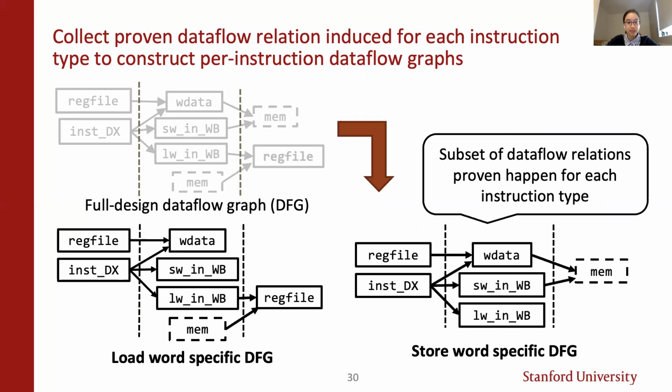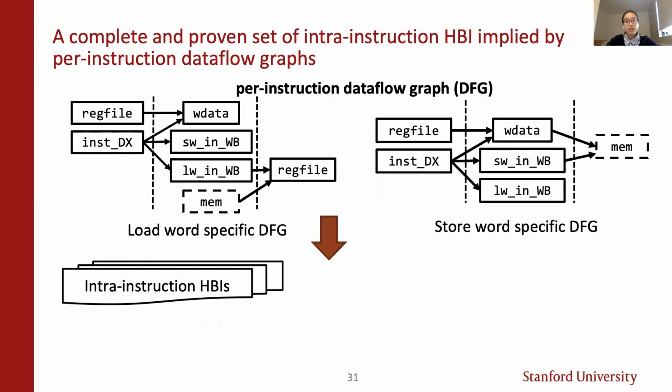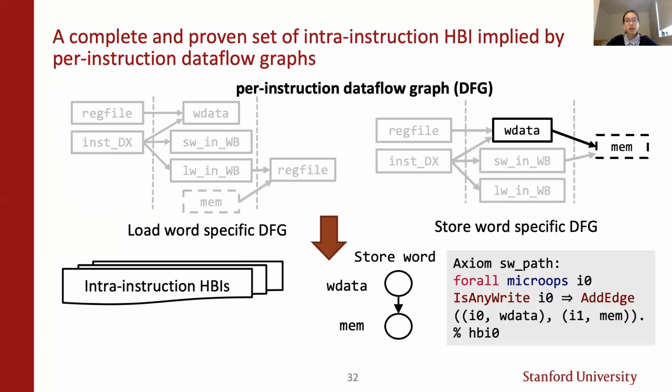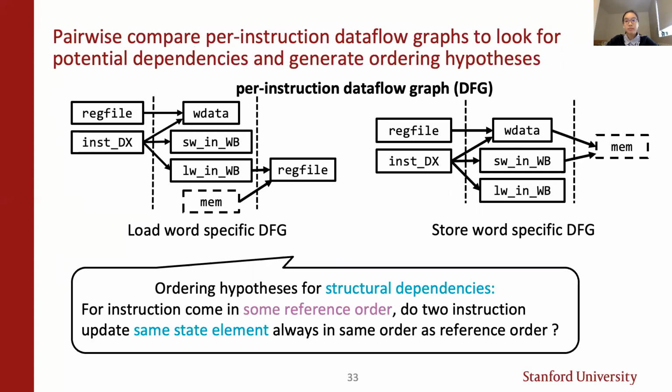an instruction type's execution. Since data flow is a type of happens-before relation, we also arrive at a proven set of intra-instruction HBI through a one-to-one mapping from the per-instruction DFG. One familiar example is that the WData and MEM data flow always happens, and therefore is an HBI included in the store word execution path. Now, per-instruction DFGs have all hardware events happening on behalf of an instruction.